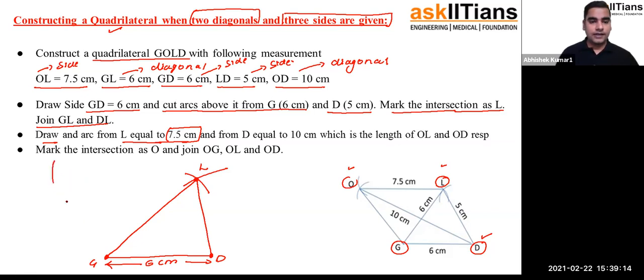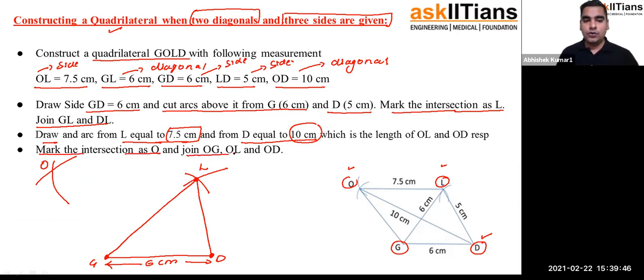This is the arc, let's say. All right. Now, because we need to draw one more side which is left, that is DO, assuming D to be the center, you have to mark an arc of length equal to 10 centimeter. And these two arcs are going to cut each other. And we are going to give a name to that particular point of intersection. The name given to it is O. So let us call this point O.